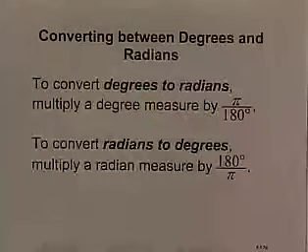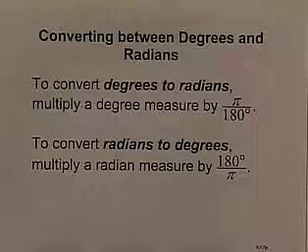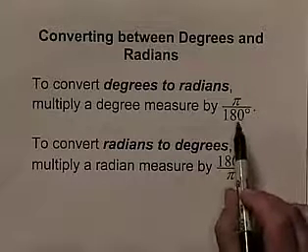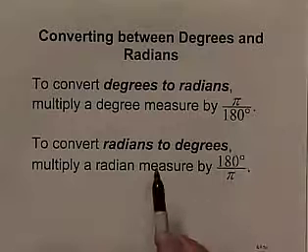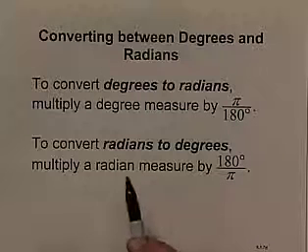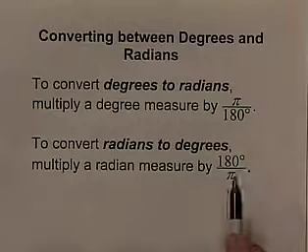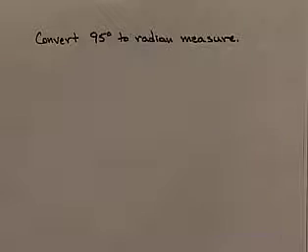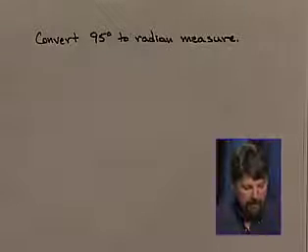To convert degrees to radians, we multiply a degree measure by pi over 180 degrees. And to convert radians to degrees, we multiply a radian measure by 180 degrees over pi. So let's take a look at an example. We're asked to convert 95 degrees to radian measure.